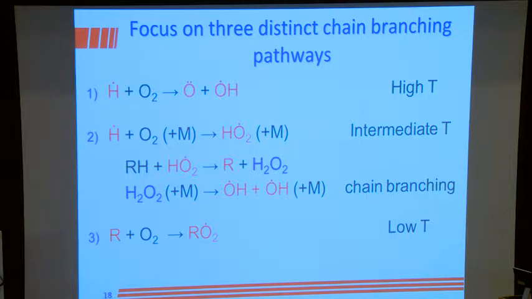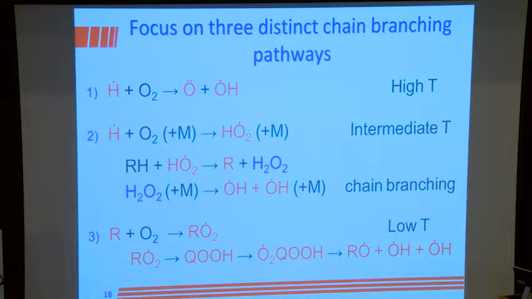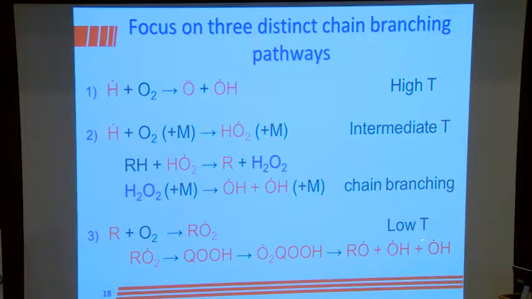Okay? And at low temperature then, fuel radical reacts with O2 to give alkyl peroxy radical. Then the alkyl peroxy radical can undergo an internal isomerization to give hydroperoxy alkyl radical that can add to molecular oxygen again, giving a peroxy hydroperoxy alkyl radical. And then that can ultimately decompose to give an alkoxy radical and 2 reactive hydroxy radicals.